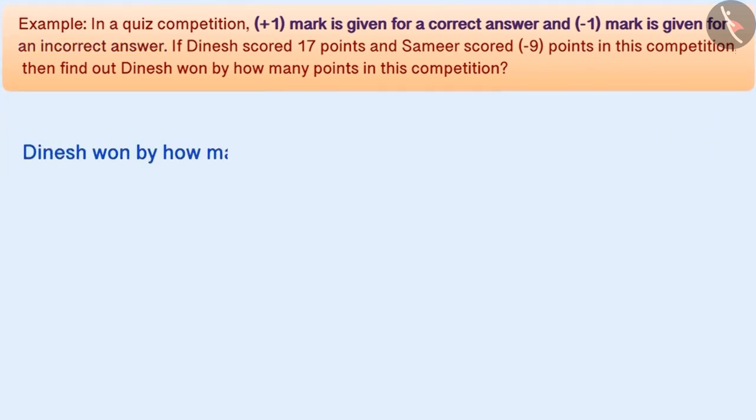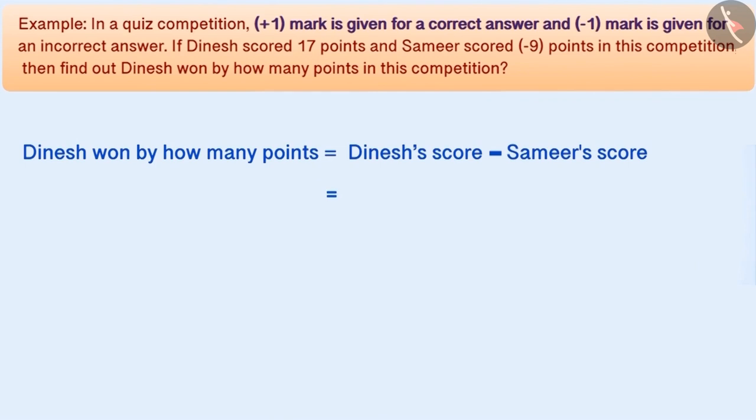To find this, we need to subtract Samir's score from Dinesh's score. This means we find the value of 17 minus minus 9. Can you tell me how to perform the subtraction of these numbers? Think for a while.